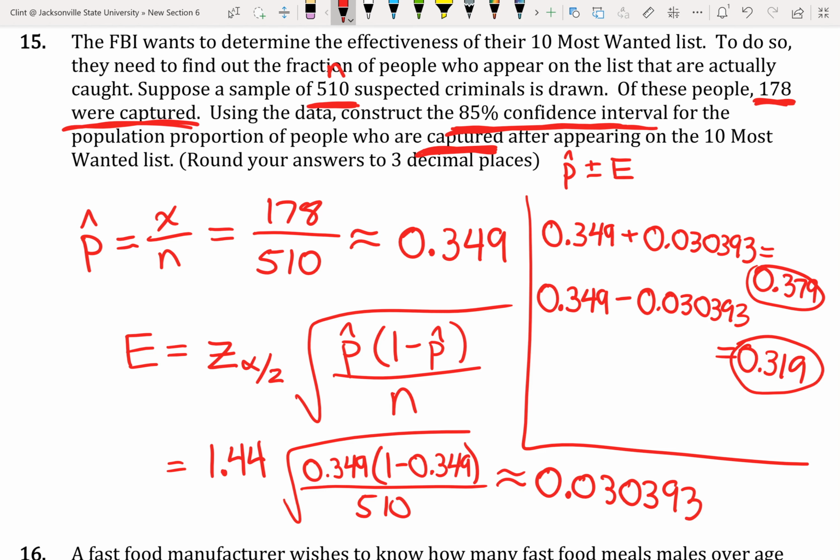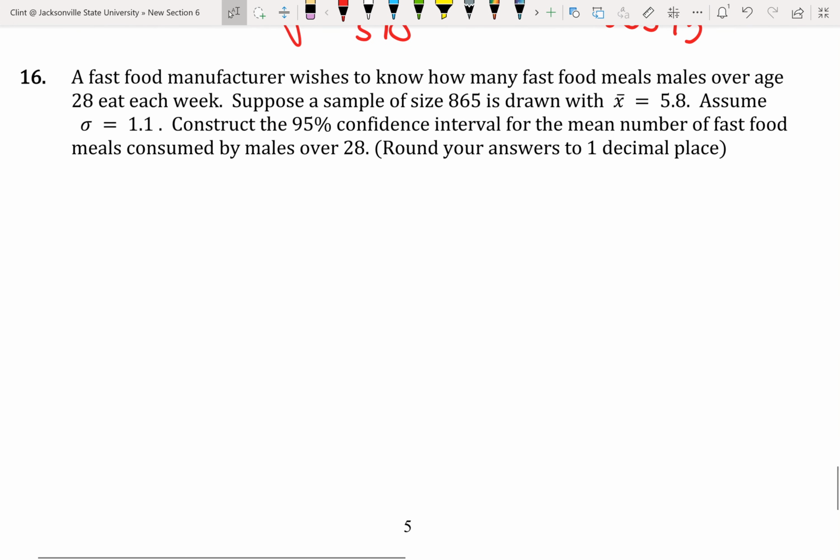Okay, last one. 16 says a fast food manufacturer wishes to know how many fast food meals males over age 28 eat each week. Suppose a sample size of 865 is drawn, that's n. With x bar, that's pretty clear, of 5.8. Assume sigma equals 1.1, so this is sigma known, we'll use z. Construct the 95% confidence interval.